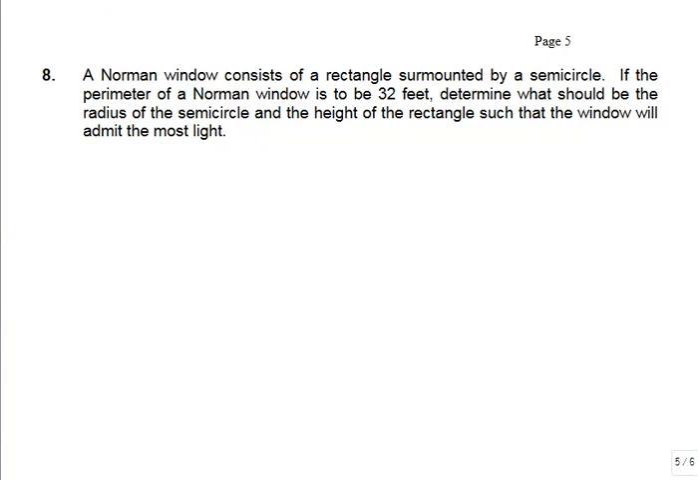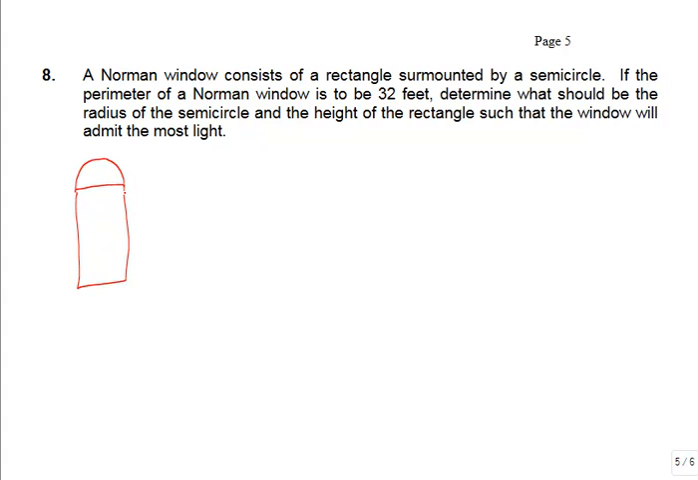All right, the next example is a very, very common question. It's called the Norman window problem. And what we're trying to do here is have a Norman window that consists of a rectangle surmounted by a semicircle. So it's just the shape of this window. It's called a Norman window whenever you have a rectangle with a semicircle mounted on top.